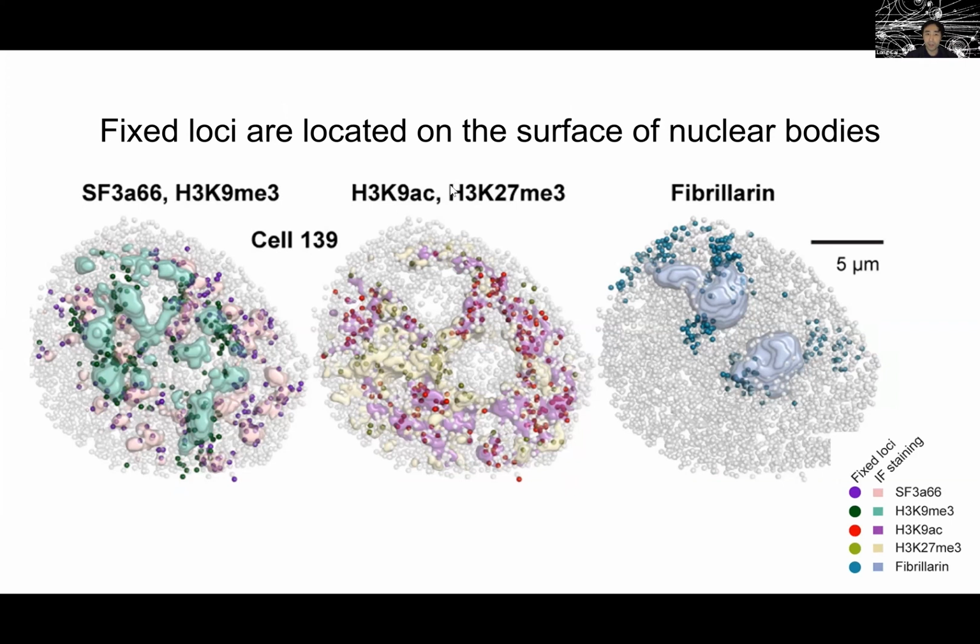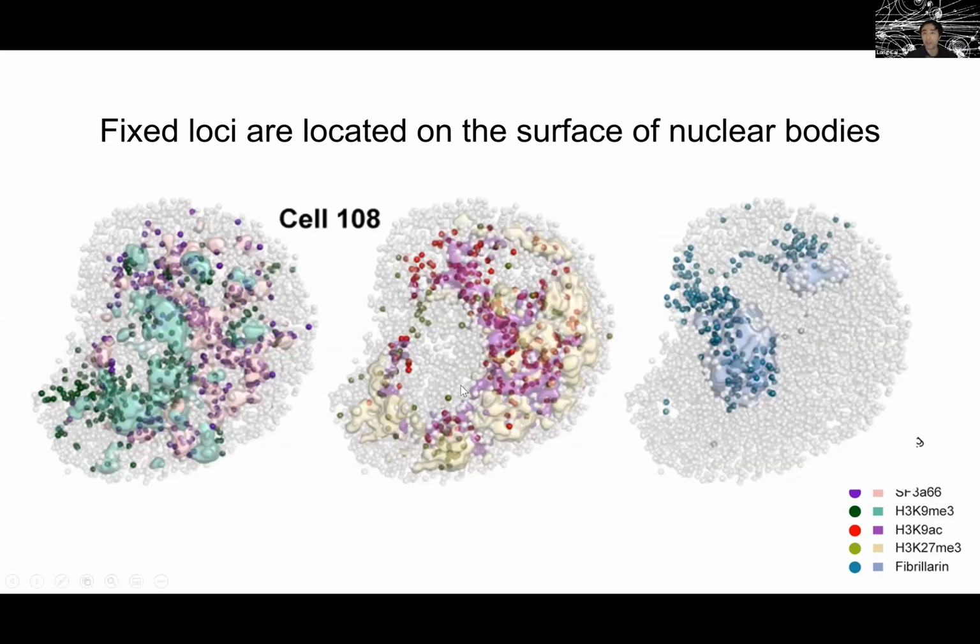And this is also true for other chromatin marks. You can see for the acylation mark as well as this heterochromatic mark. Again, they live on the surface of these nuclear blobs. Just another cell to show you that you can see these features. You can look at all the cells and they basically show very similar features.